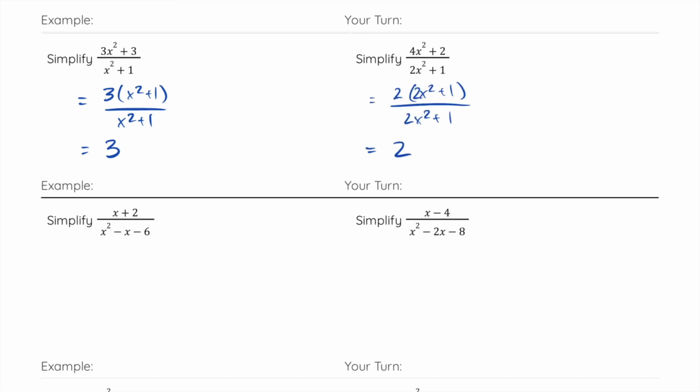As we can see, a similar thing happened. 2x squared plus 1 does not have any real solutions for x when it's 0. So in this case, this would simplify simply to 2.